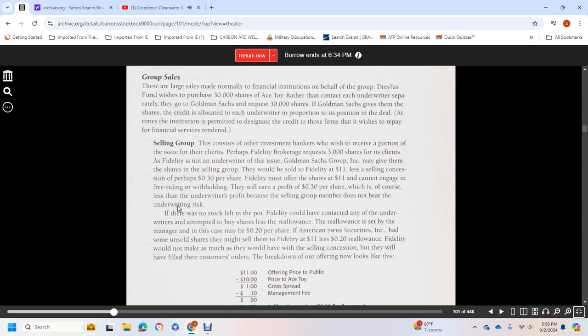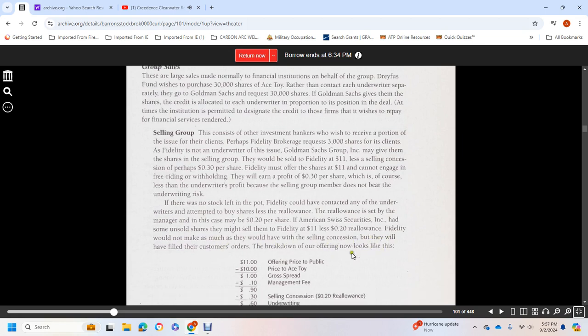If there was no stock left in the pot, Fidelity could have contacted any other underwriter to attempt to buy shares at less than the reallowance. The reallowance is set by the manager, in this case maybe 20 cents per share. If American Swiss Securities Incorporated had some unsold shares, it could sell to Fidelity at $11 less the 20 cent reallowance. Fidelity would not make as much as with the selling concession, but they will have filled the customer's order.